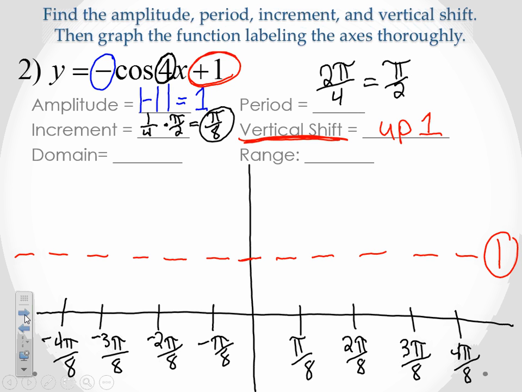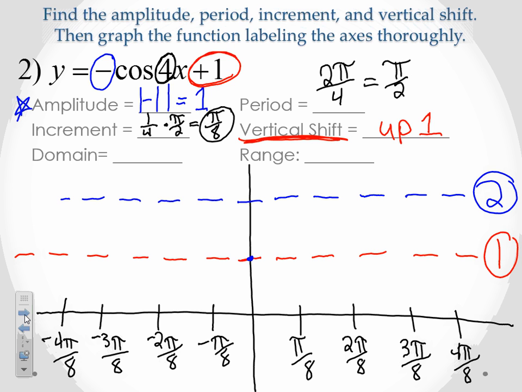Once that's done, now I can go and do my amplitude. My amplitude is telling me I have to go up 1 and down 1 from my midline. So I'm starting at 1. If I go up 1, I'm going to be at 2. If I go down 1, I'm going to be at 0. So it's going to be right on top of my x-axis. Make sure you label it still.